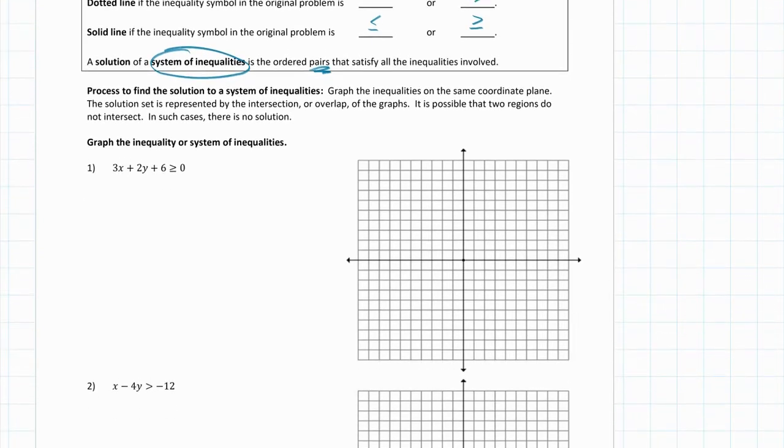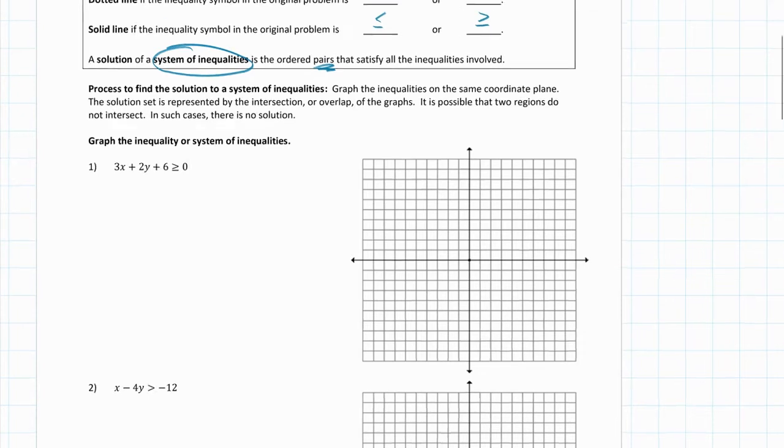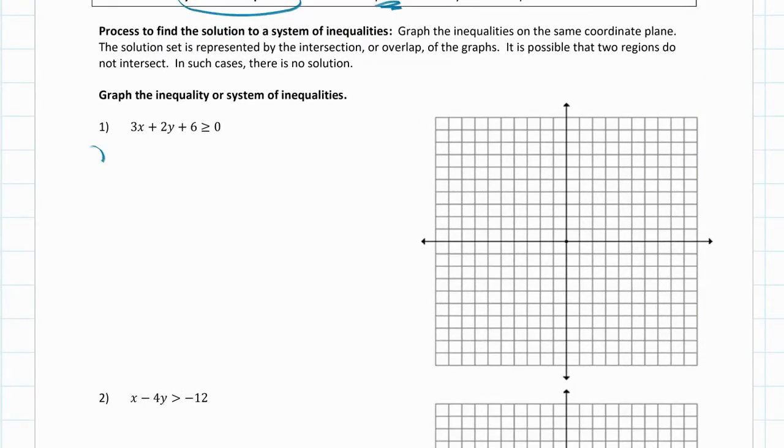So let's start with an example. This is a linear system that we're going to want to take and put into slope-intercept form, so I'm just going to do that really quick. We're going to follow all the rules of inequalities that we learned about before, and I get y is greater than or equal to 3 halves x plus 3.